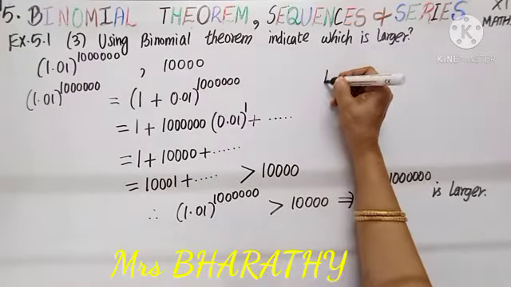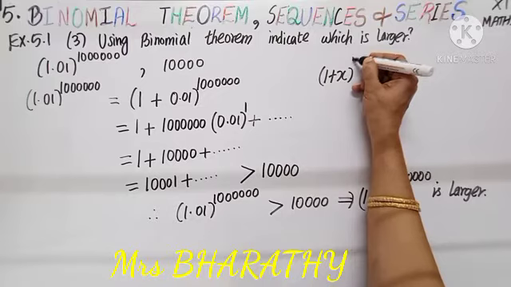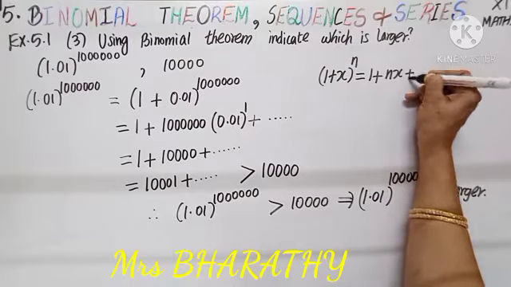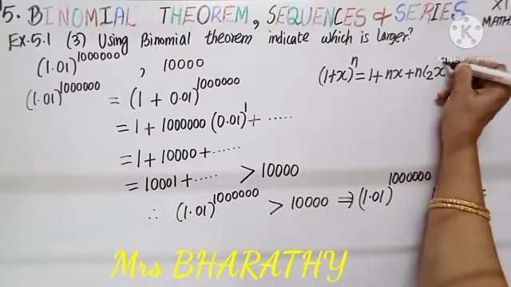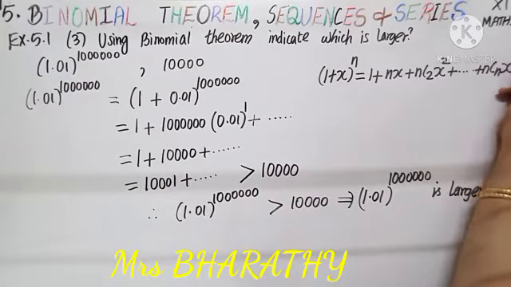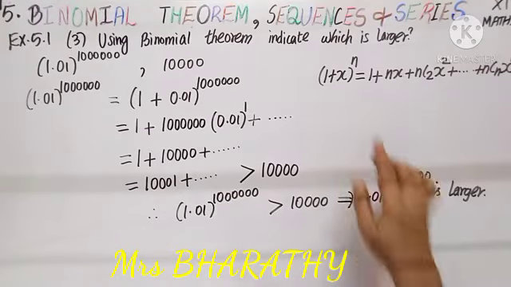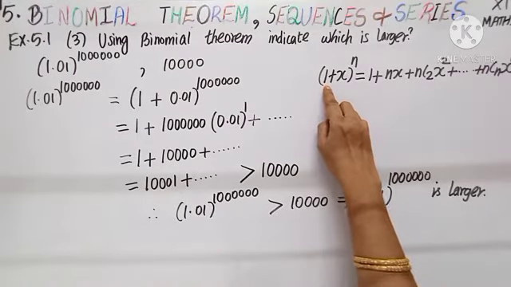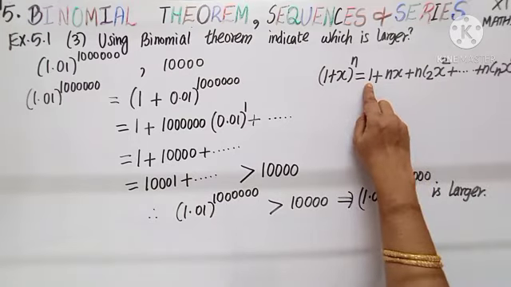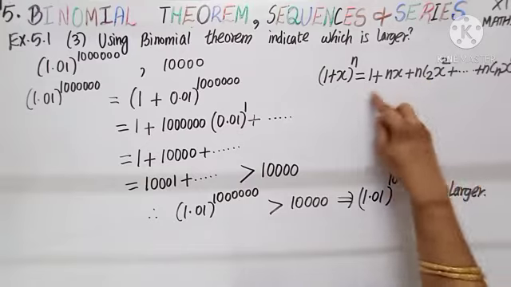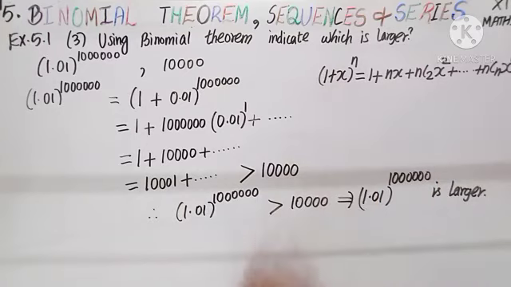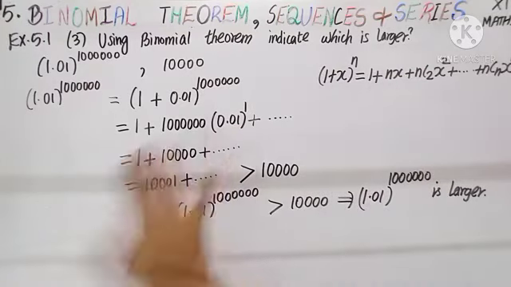Let us remember the expansion when it is 1 plus x the whole power n. 1 plus nx plus nC2 x square and so on till the last term nCn x power n. We have first term to be 1. 1 power anything is 1, so we don't write it. NC0 is 1, NC1, NC2 and so on. Only the second term will come since the first term is 1. And that is what we have used here.